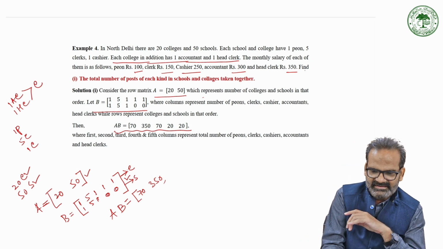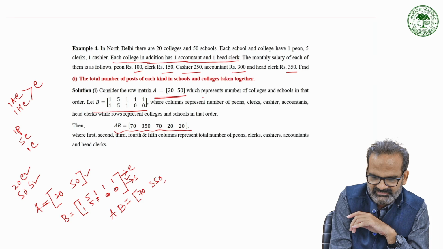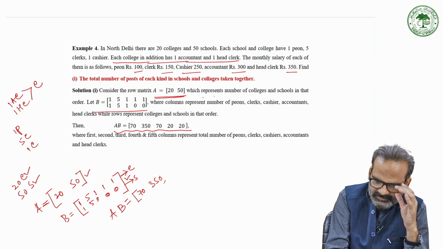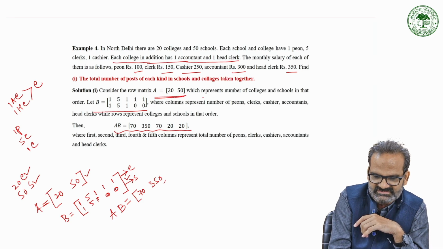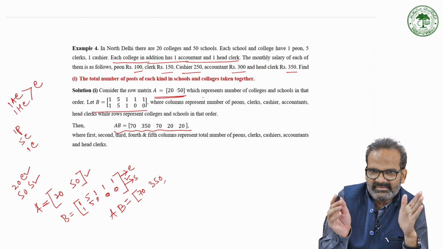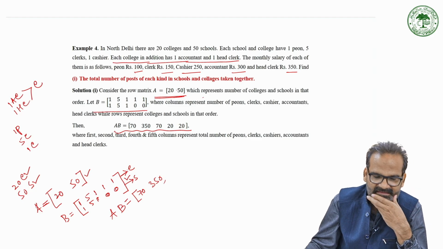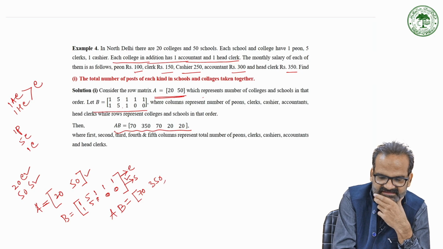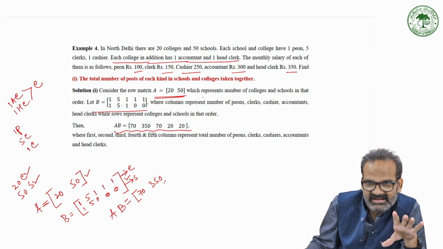So consider the row matrix A equals 20 and 50. This matrix simply represents the number of colleges and schools: there are 20 colleges and 50 schools, represented in the form of a row matrix. Now let us take B as this matrix. See what they are saying.